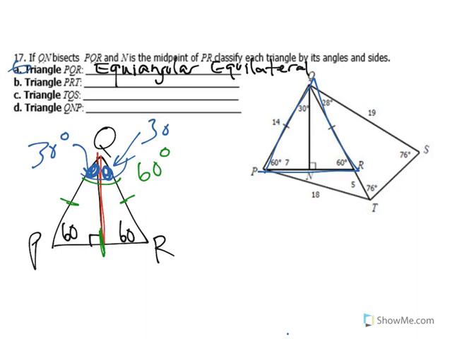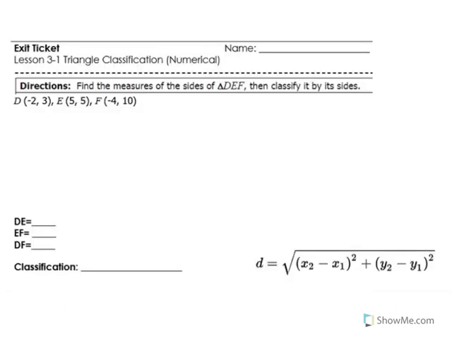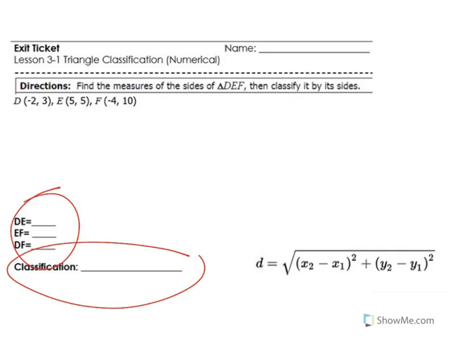Okay? Last thing you're going to do, you're going to go through B, C, and D on your own. You will also do this final part of the exit ticket. It will be graded. Directions are to find the sides of D, E, F, and classify it by its sides. You'll fill in this information here. You're probably going to have to use a distance formula. In fact, you should. If you have any questions, let me know. Thank you all.